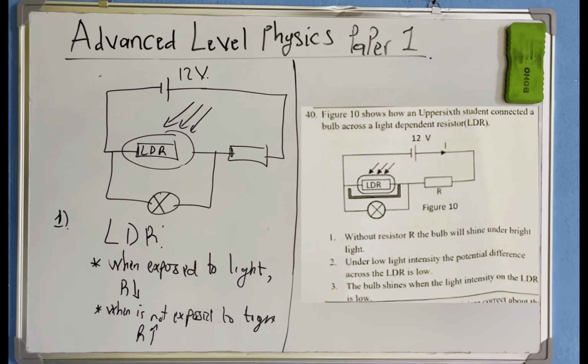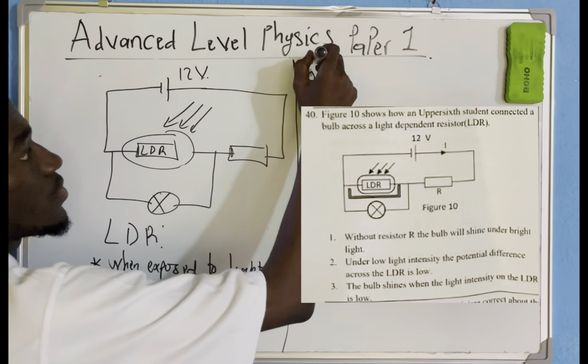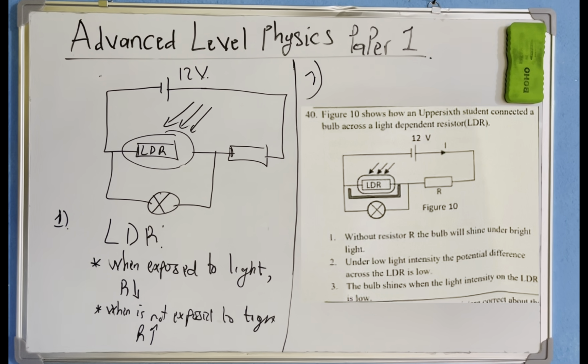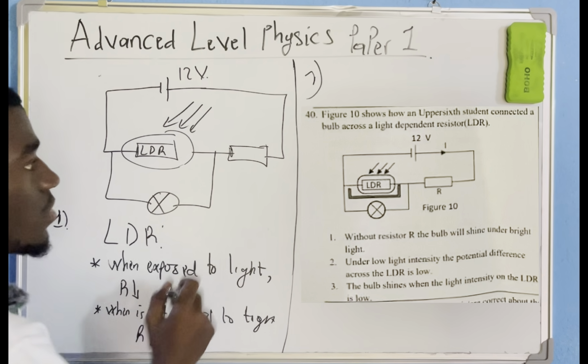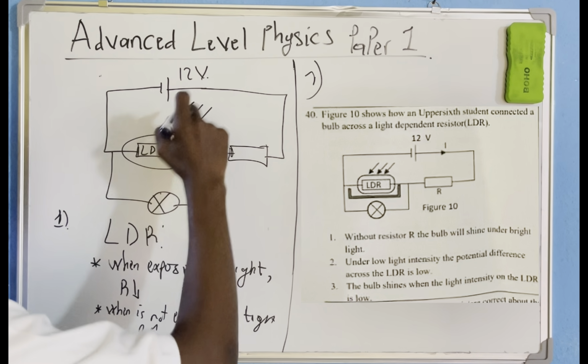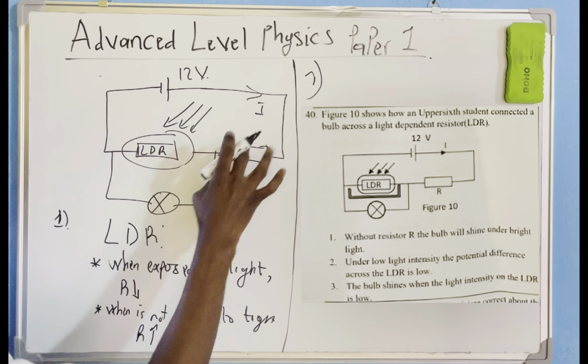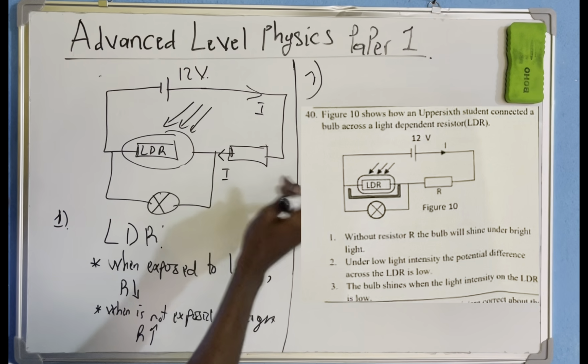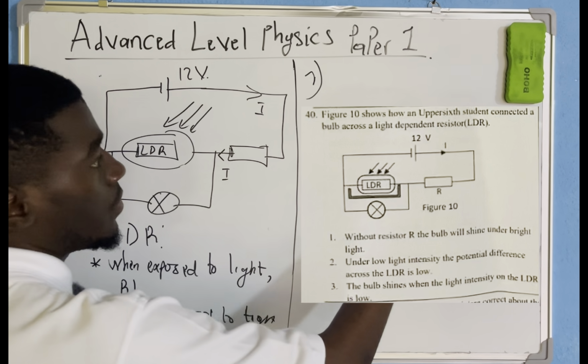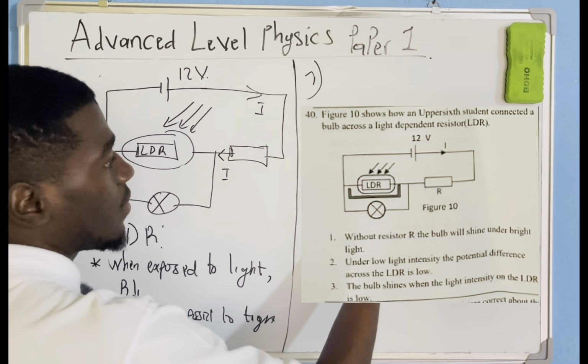Now the first statement is saying that without resistor R, the bulb will shine under bright light. Let us interpret the statement. This is how current is flowing. So current will reach here like this. Now if I remove this resistor R, I will have a branch here like this.